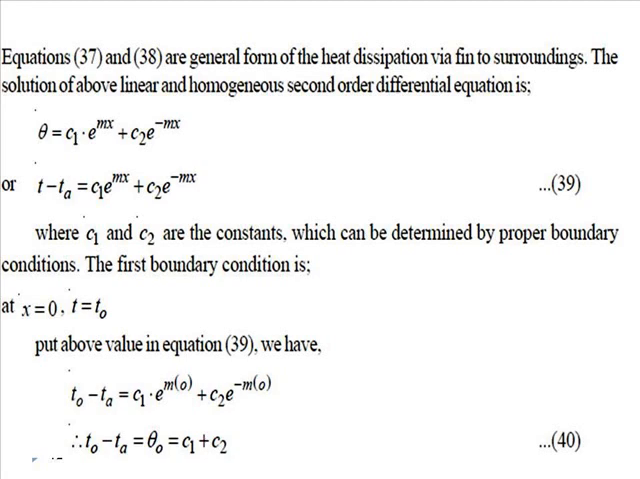putting proper boundary conditions. So the very first boundary condition known to us is when x equals 0, temperature equals the base temperature T0. So at distance x equals 0, temperature equals base temperature. When we put these values in equation number 39, we get T0 minus Ta equals C1 e raised to m into 0 plus C2 e raised to minus m into 0. So we get theta 0 equals T0 minus Ta equals C1 plus C2.